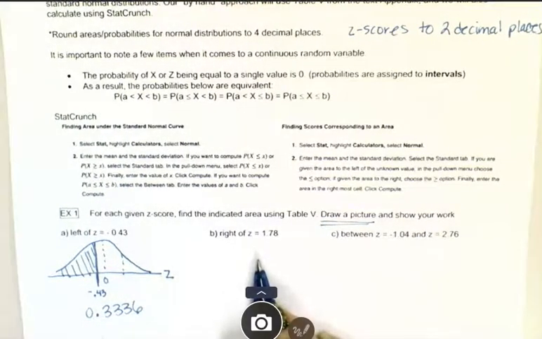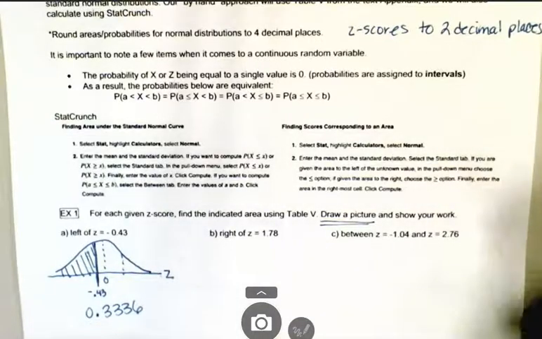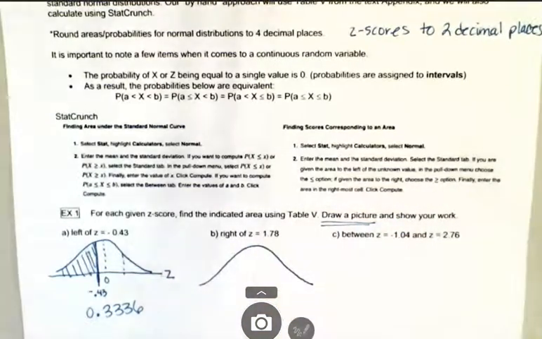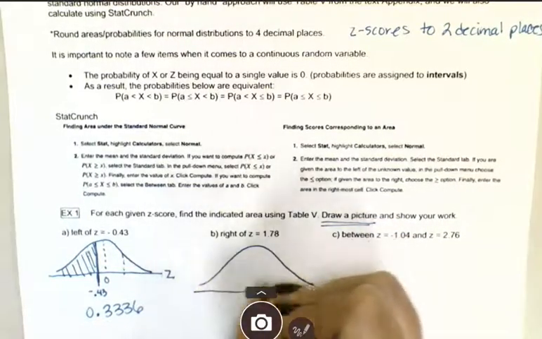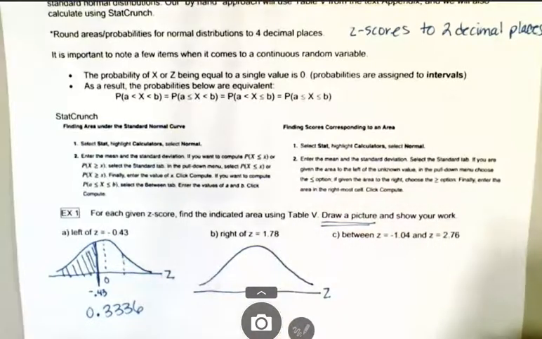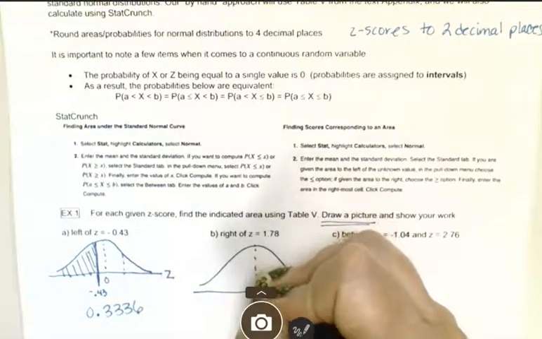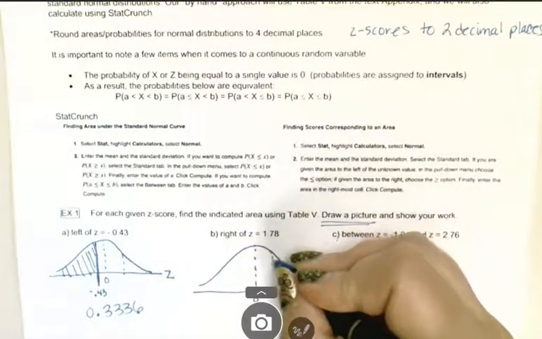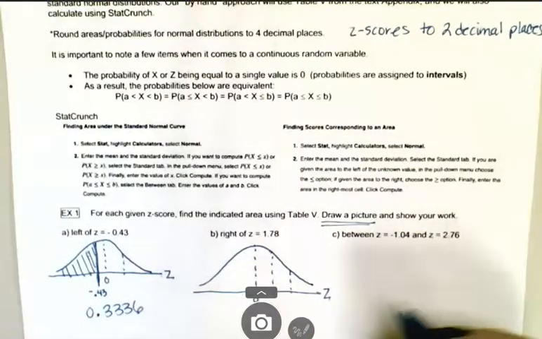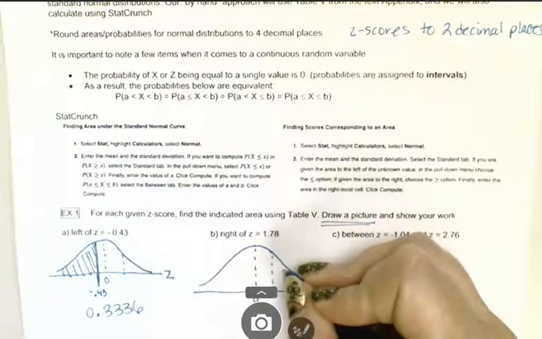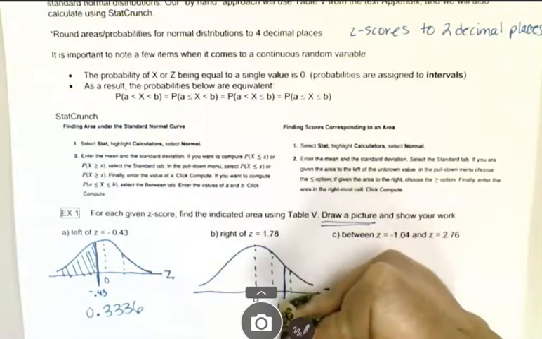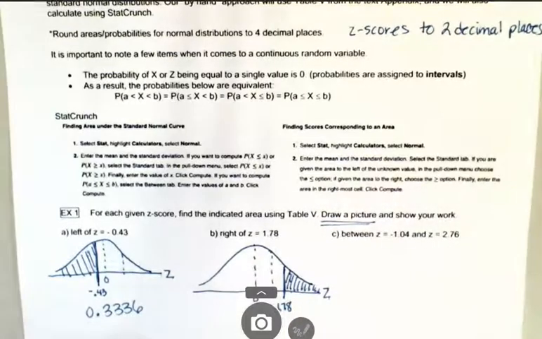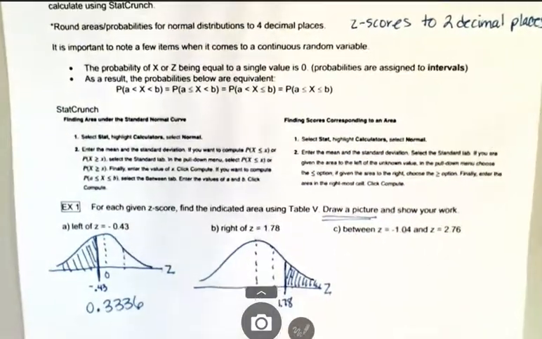So here in part B, I'm going to do an example of finding an area that's to the right. Here's my curve shape. Here's my z-axis label. I've got 0 here. And then if this is 1 standard deviation, 2 standard deviations, 1.78 would be about right here. So I'm going to label that 1.78, and I'm going to shade the area to the right. This is what I'm looking for, that area.